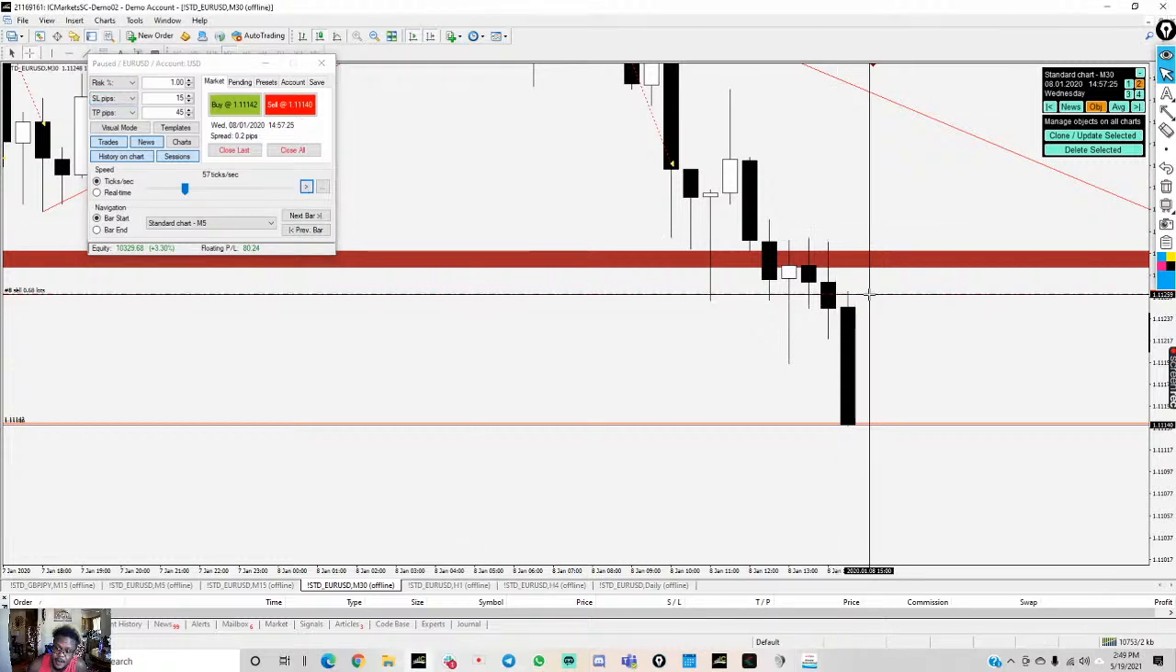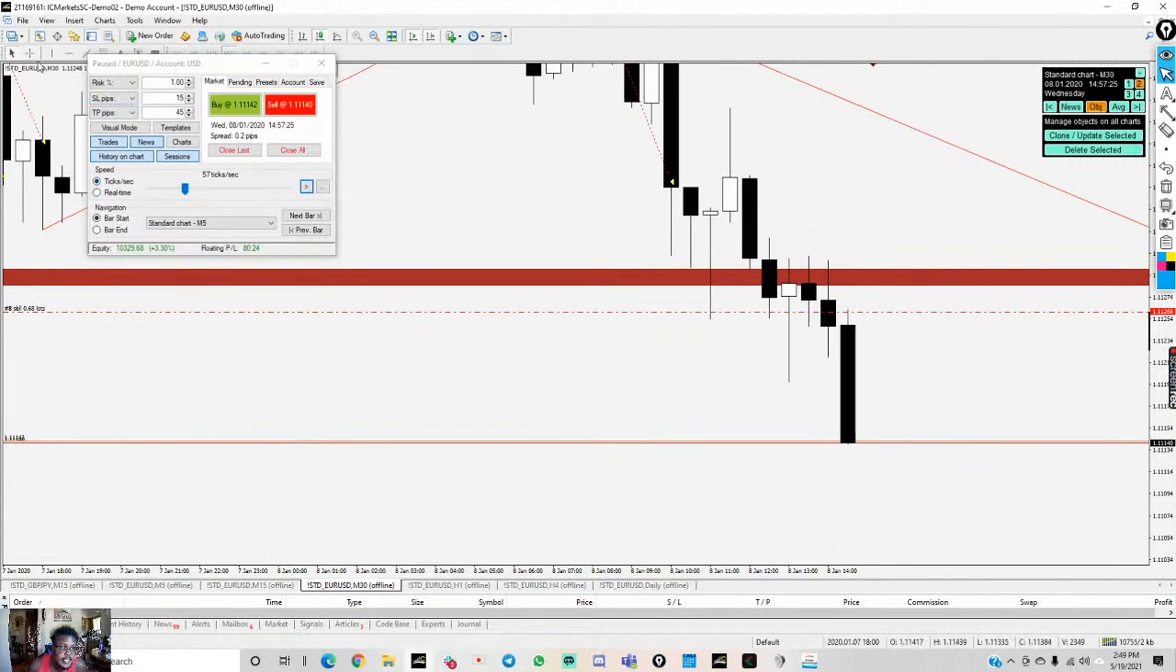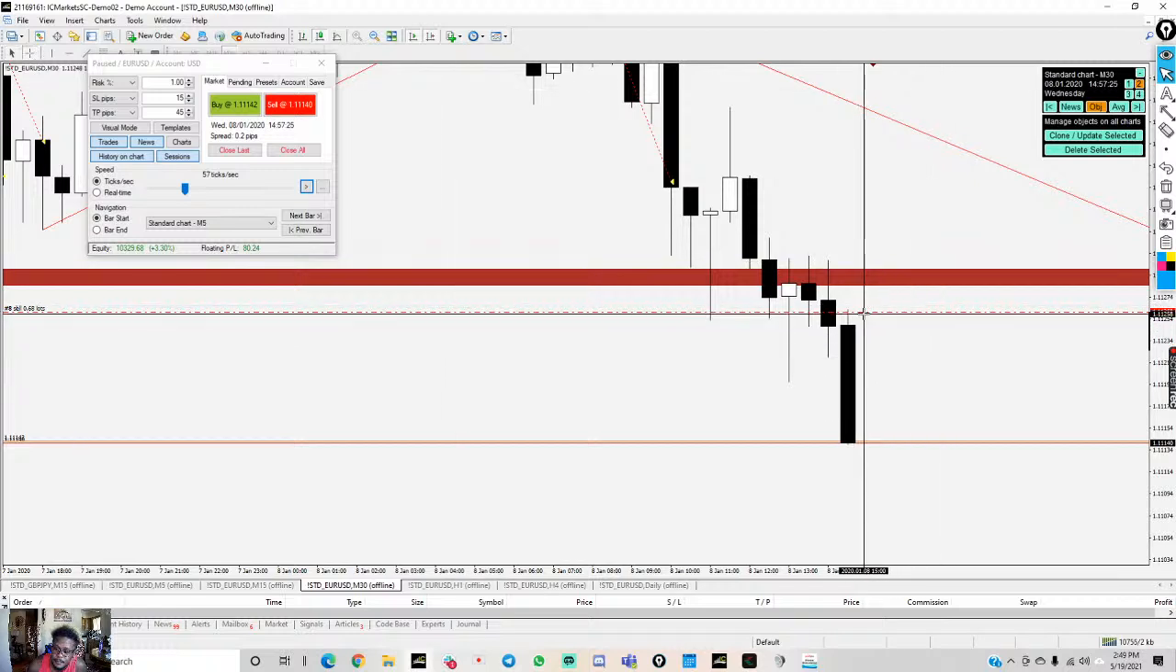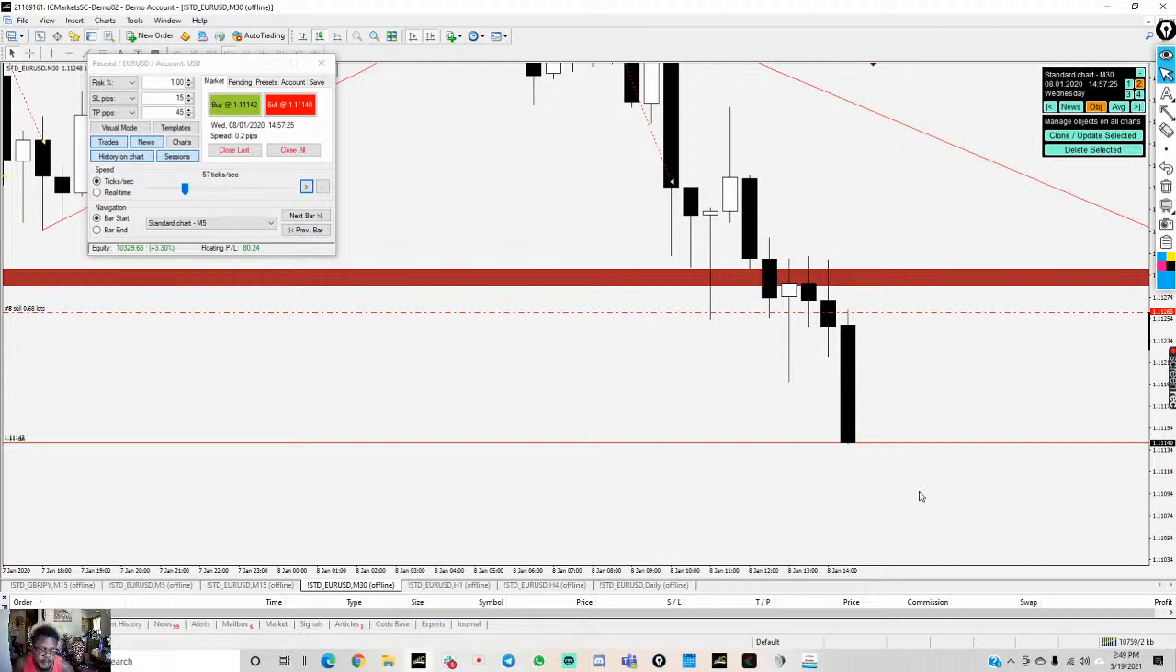So currently we are up. Let's see how many pips we are up. So currently we are up 11 pips. We are up 11 pips. We are up 3% for the week. 3% in 1 week is a lot. I can tell you that. 3% in 1 week is a lot.